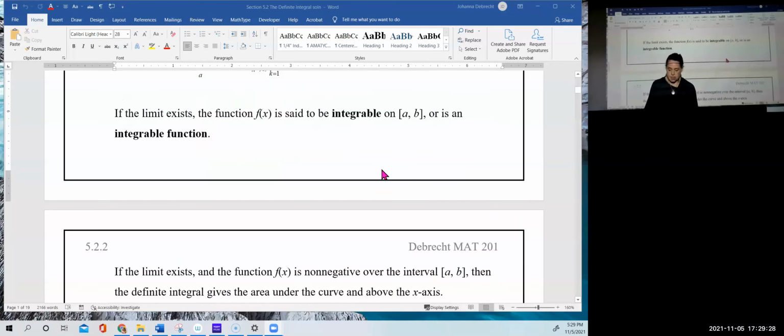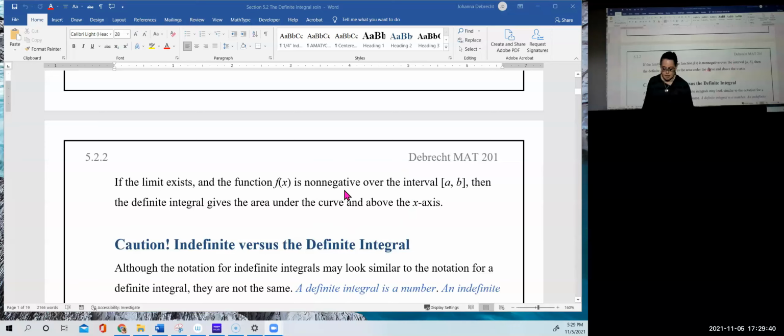If the limit exists, then we say that the function is integrable on the interval from a to b, or that it is an integrable function. Now, if the function is non-negative, then the definite integral is giving the area above the x-axis, between the x-axis and the curve.